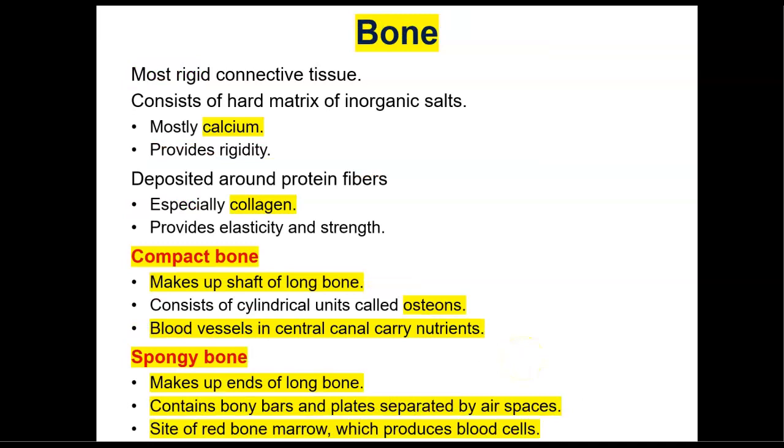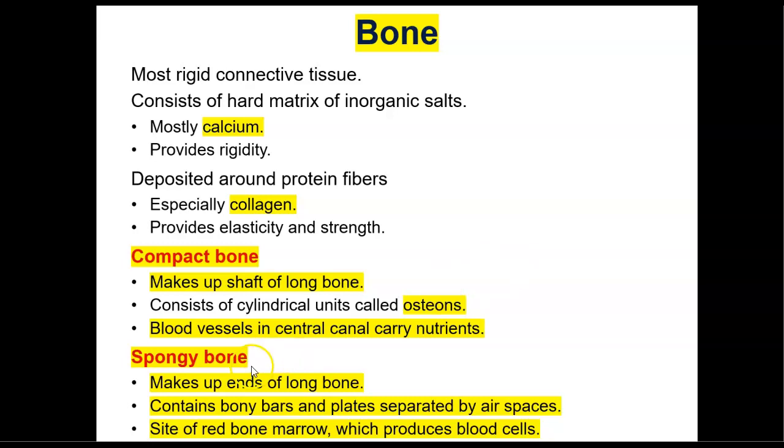We call them intervertebral discs. Bone matrix is composed of calcium salts, which gives it hardness, and collagen fibers, which gives it strength, but also flexibility. There are two types of bone. There's compact bone, which makes up the shaft of long bones, like the arm bones and leg bones. The compact bone is composed of units called osteons, like what we just looked at. The osteons have blood vessels running through a central canal that carry nutrients to the bone cells.